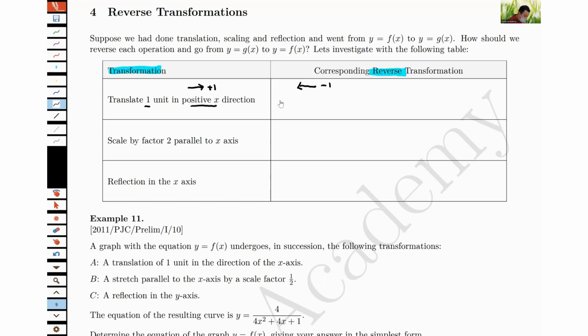So can we write in words first what this is going for? Translate 1 unit in negative x direction.